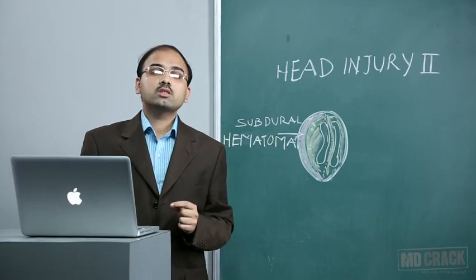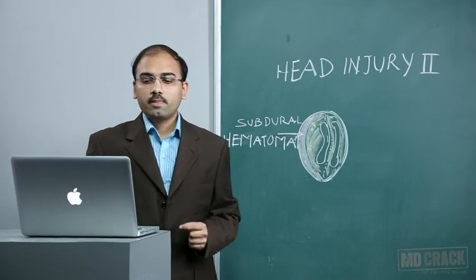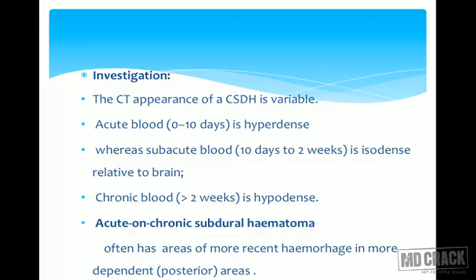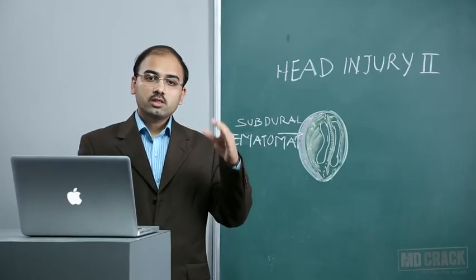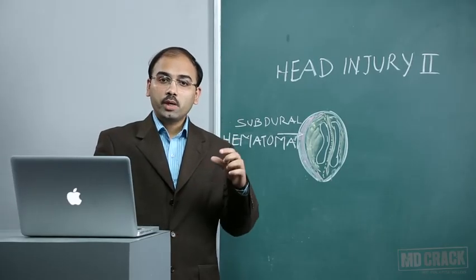Now we'll see what are the changes that occur in blood on CT scan. So acute blood from 0 to 10 days will appear as hyperdense, whereas subacute blood from 10 days to 2 weeks will be isodense related to the blood. So 10 days to 2 weeks of duration of subdural hematomas will appear as isodense lesion as compared to the brain parenchyma. Whereas chronic blood, so more than 2 weeks of duration, will appear as hypodense. So they will be of lesser intensity as compared to the brain parenchyma.